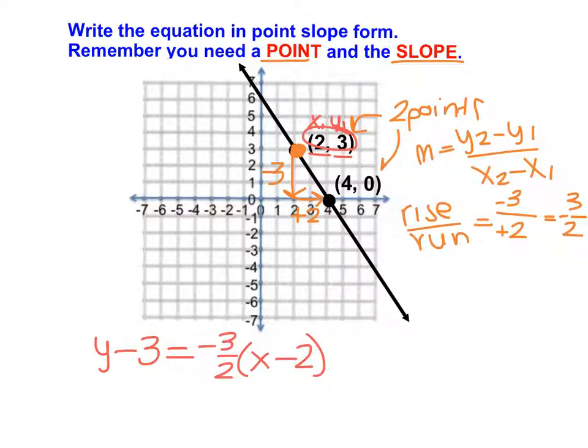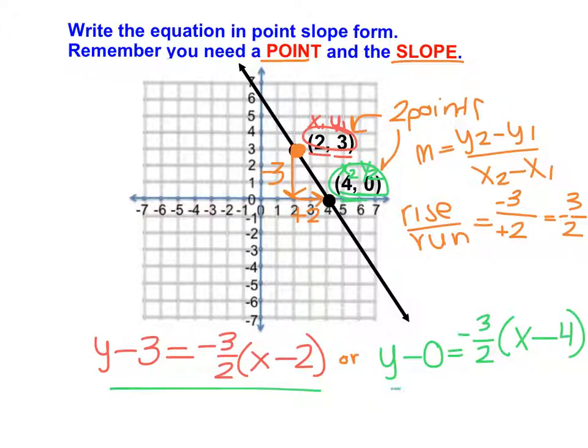So that's one example of a possible answer that you might have here for the equation of this line in point-slope form. Now if you picked the other point, which I circled here in green, we'd have, we'll call that x2 and y2. So our option here would be y minus our y coordinate, which is 0, is equal to our slope, which is negative 3 over 2, times in parentheses x minus our x coordinate, which is 4. So again, remember, either one of these answers will work as the equation of this line in point-slope form.